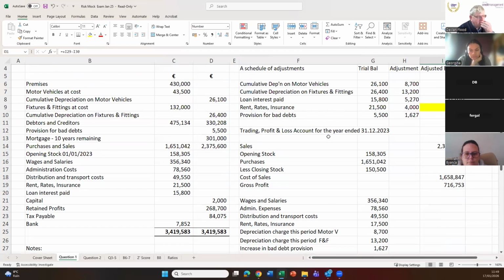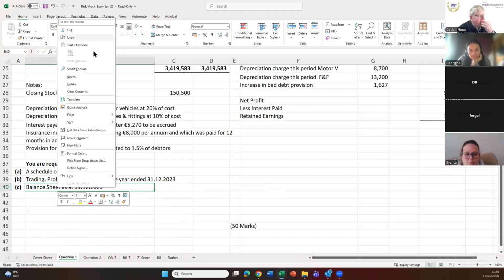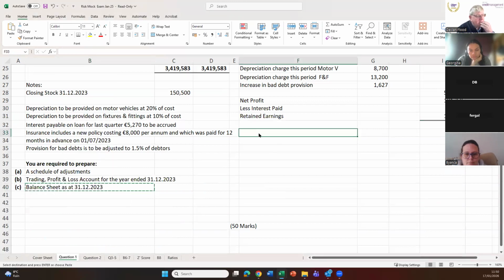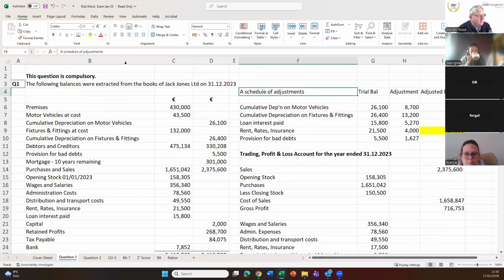So now we're ready to rock. We'll move on to part B, which is our balance sheet. So again, copy, balance sheet. And again, it always has the same format. That's your profit and loss account, and that's your schedule of adjustments.